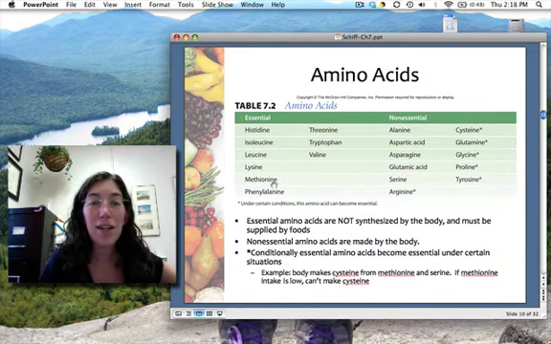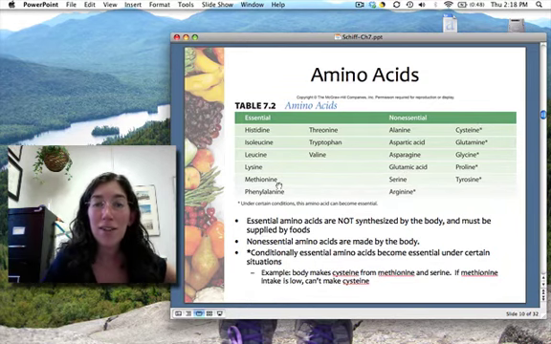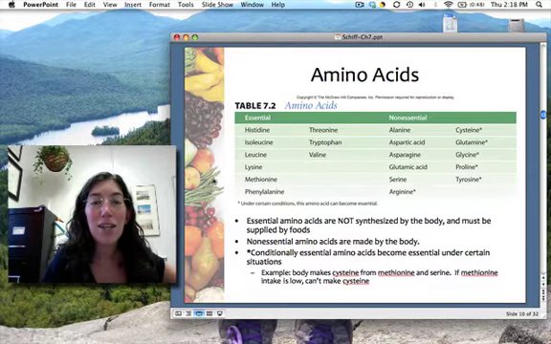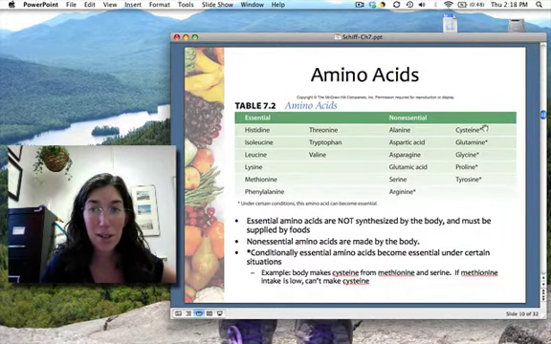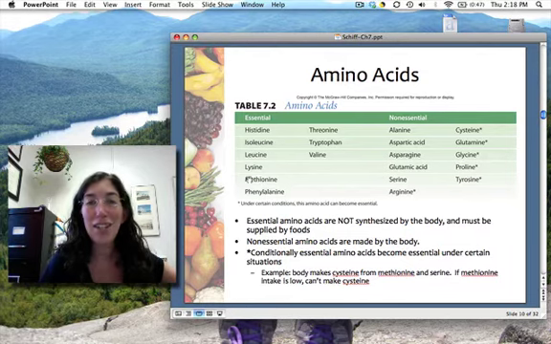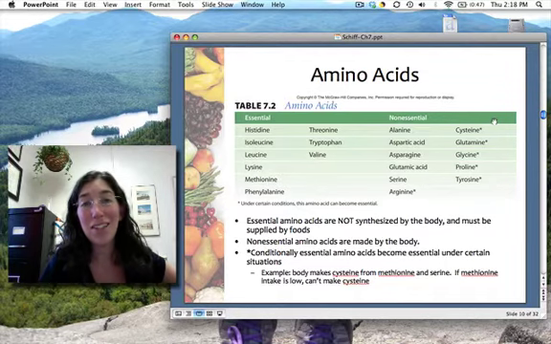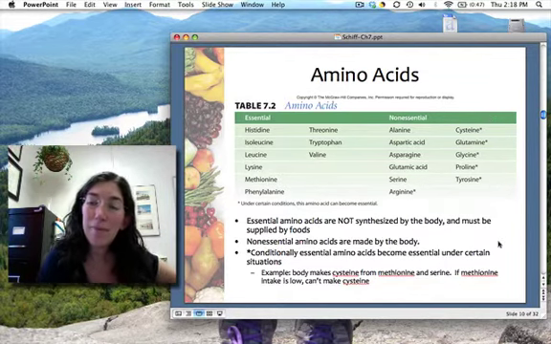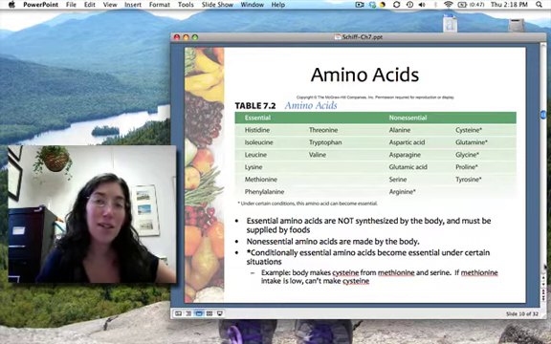Well, methionine is an essential amino acid. So if you're not getting enough methionine from your food, then you can't make cysteine. So cysteine is conditional on having enough methionine in your diet. If you're not getting methionine in your diet, then you also need to be getting cysteine in your diet. So that's an example of what it means to be conditionally essential.